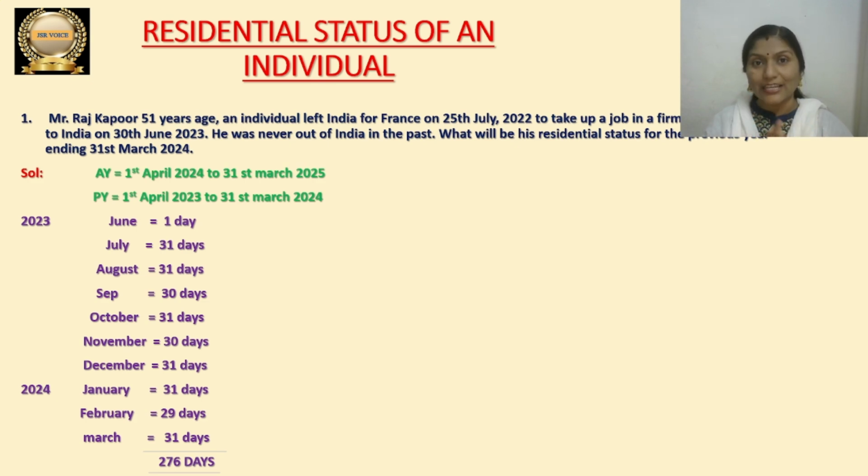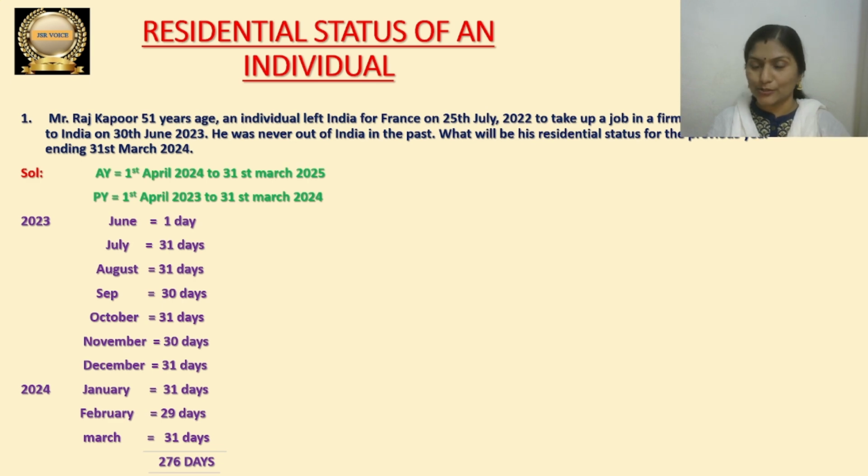So 2023 is our previous year, April 1st 2023 to 31st March 2024. That is our previous year period. So he came back to India during the previous year, in the month of June, on the 30th. We have to notice that date, when he went and when he came back. That is very important, because we have to determine how many days he stayed during the previous year period.